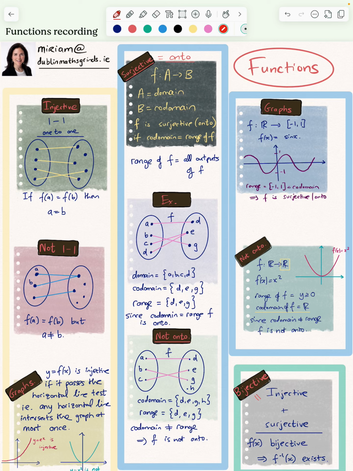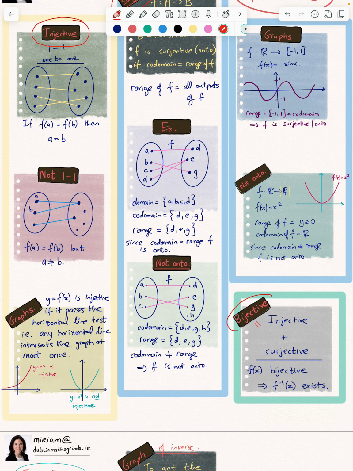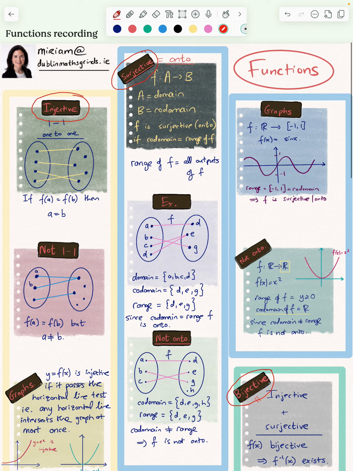So there are two key concepts here, injective and surjective. Injective has a nice yellow border, surjective has a nice blue border, and when you combine yellow and blue you get green, which is bijective. A bijective function is both injective and surjective.